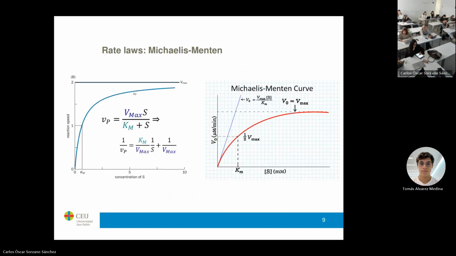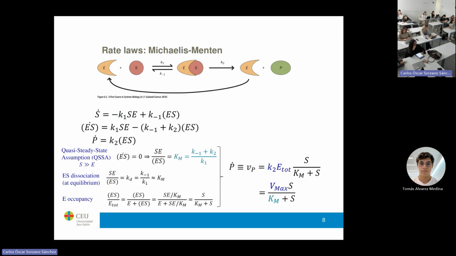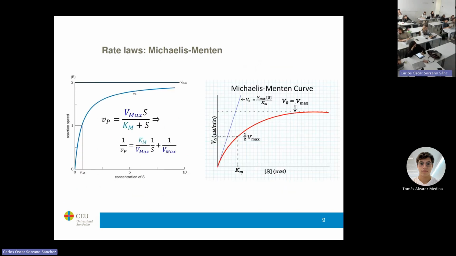Okay, so the Michaelis Menten curve is typically represented in this way. So this is the velocity of the reaction. So this is the change of P. So we can look at here. So this is exactly this equation here. So the change rate of P is called Gp, so the velocity of P. So the velocity of P is this thing.